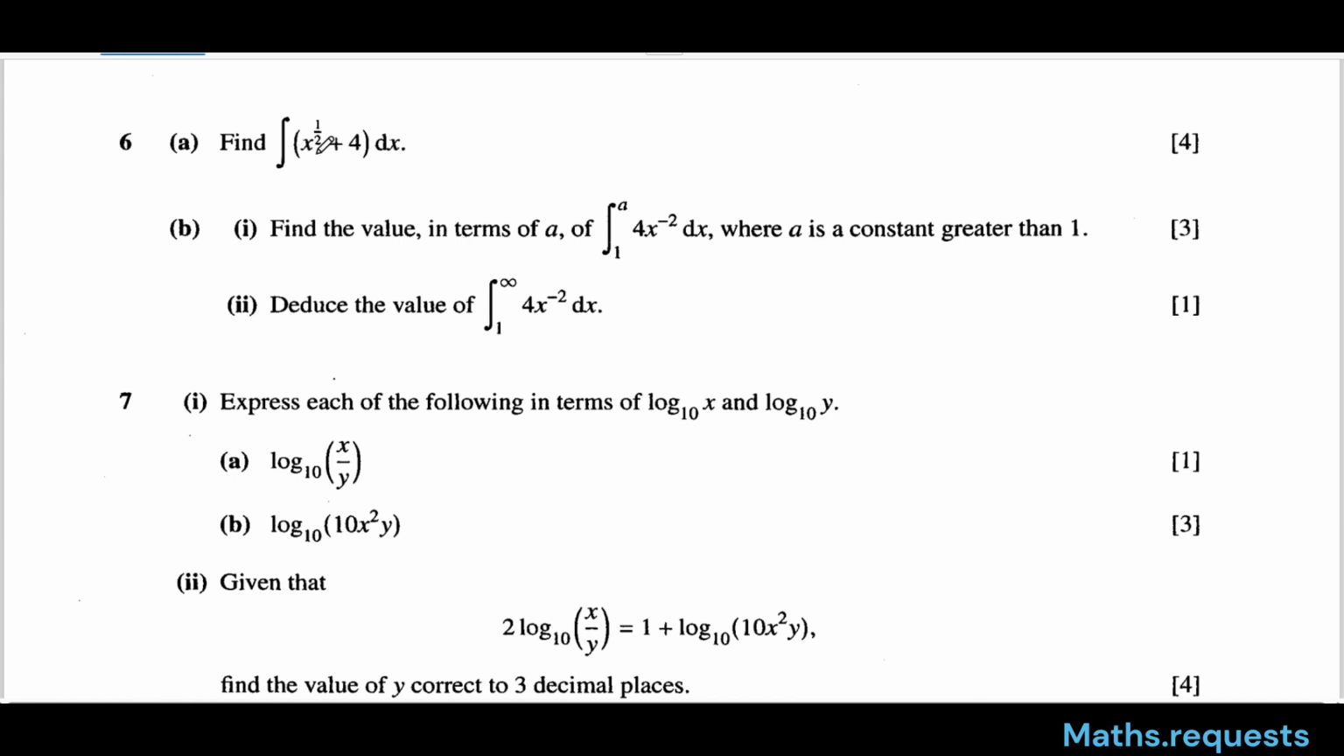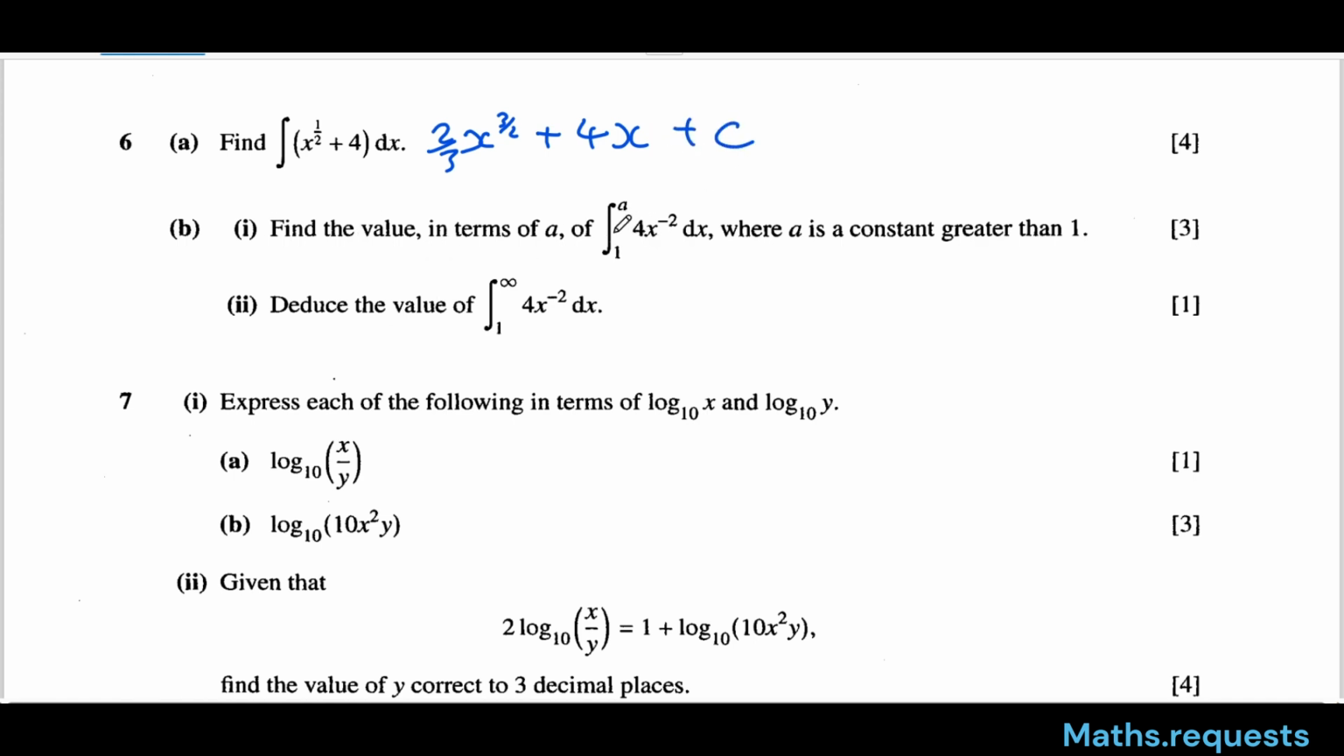Okay, question 6a. Find the integral of x to the power of a half plus 4 with respect to x. So we're going to add 1 to the power, which is x to the power of 3 over 2, and then divide the coefficient by that power. So 1 divided by 3 over 2, which is 2/3, plus, and then we do the same thing, which is 4x, and then of course plus c.